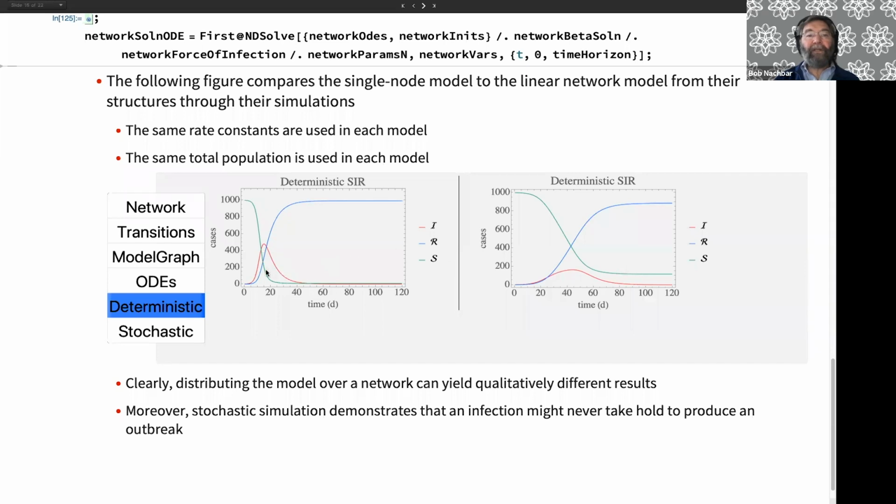We can also see that instead of everybody getting infected here, some people don't get infected, because of the network structure. So clearly there are some qualitative effects of the network on the results, and this is what we want to see: how important are they?